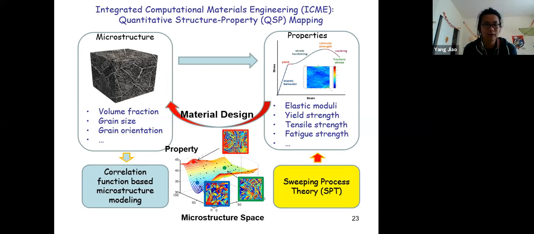And as Oleg has already mentioned, we have started some collaboration, in which we want to use the sweeping process theory to significantly accelerate this mechanical simulation so that we can enable the microstructure design.